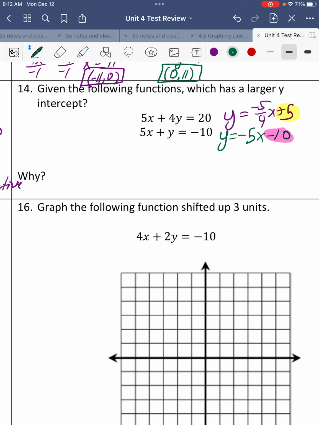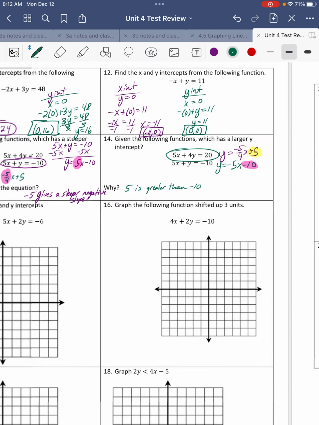A larger, bigger number would be the top one. 5 is bigger than negative 10. 5 is greater than negative 10.